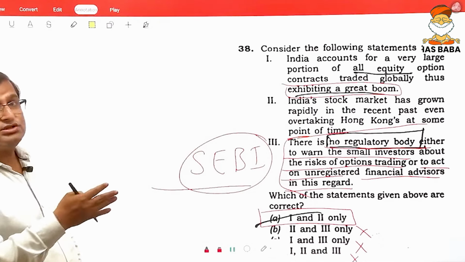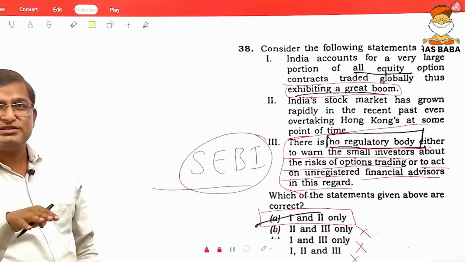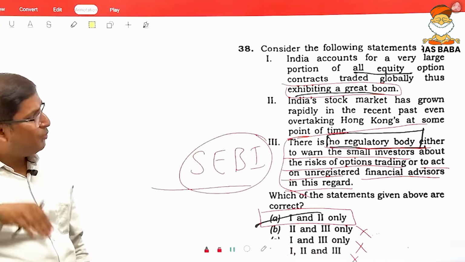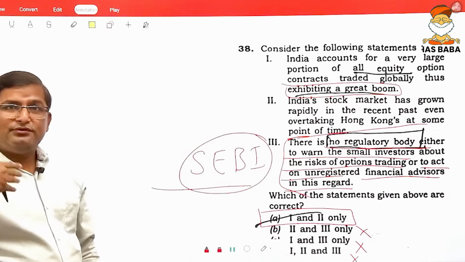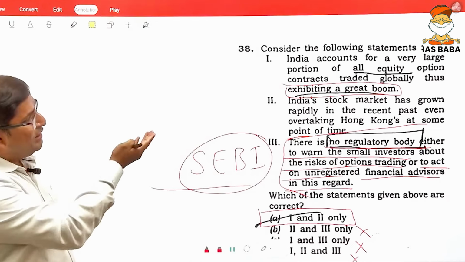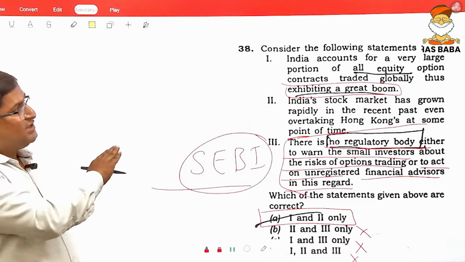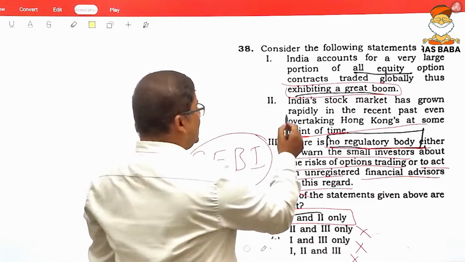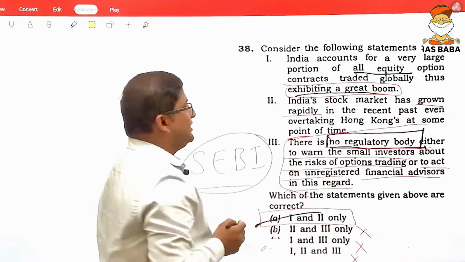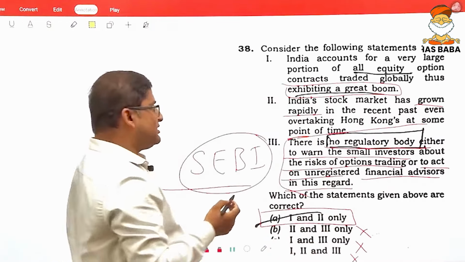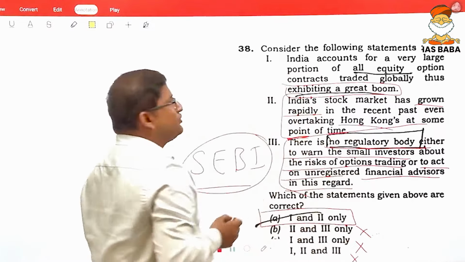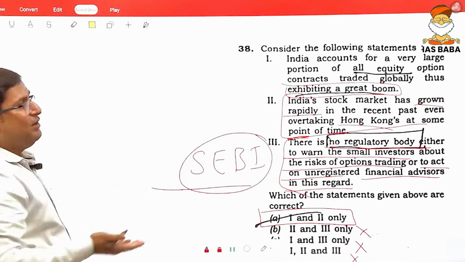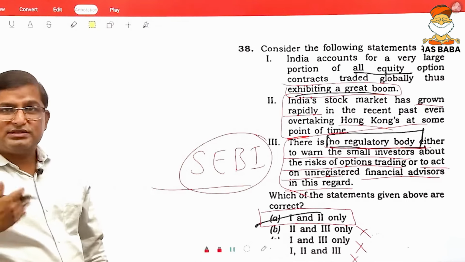So no doubt the Indian stock market, though recently it has been down, has come a long way. It provides a very good amount of return. There are many equity option contracts purchased and sold in the share market in India. So statement 1 is correct. Even the Indian stock market has grown rapidly in the recent past, even overtaking Hong Kong's at some point of time. This was also in the news recently, that the Indian stock market overtook the Hong Kong share market sometimes.